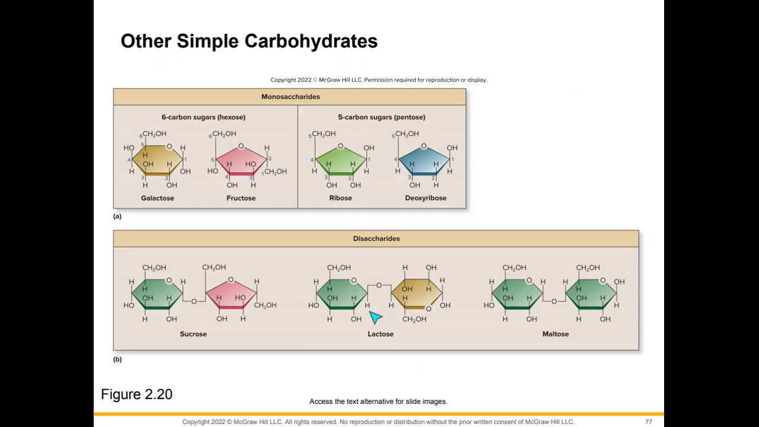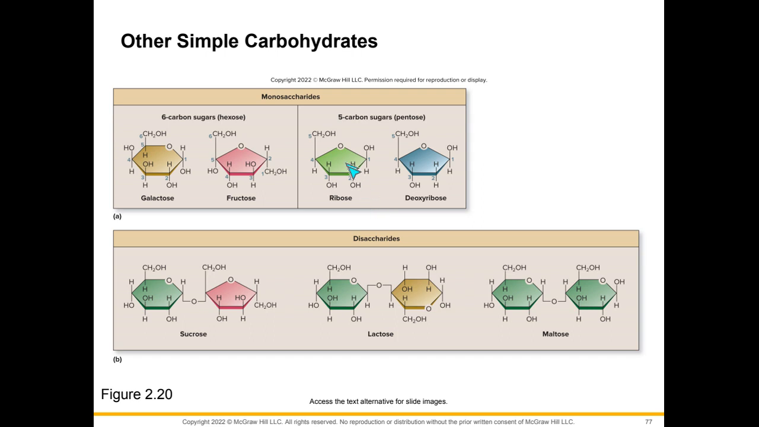Here just shows you the difference between a monosaccharide and a disaccharide. Monosaccharides such as glucose and fructose, right, are isomers of each other. See, sucrose is a dimer composed of glucose and fructose. Lactose is a dimer of glucose and galactose. Maltose is a disaccharide of glucose and glucose.